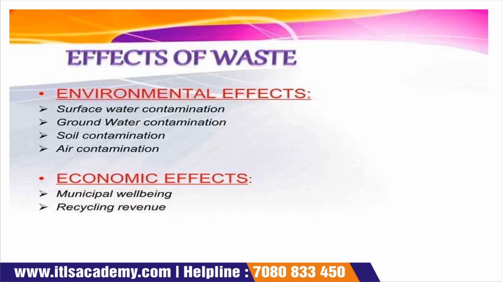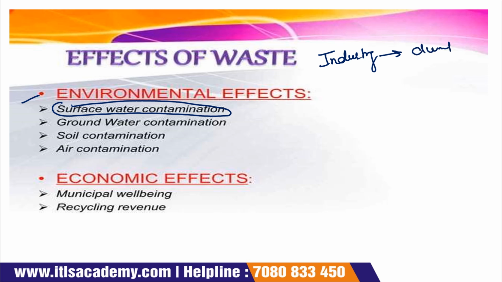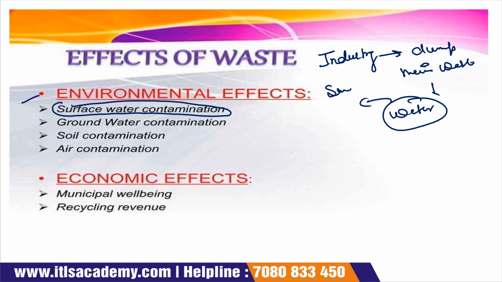Now, the next is the effect of the waste. See what the effect of the waste is on the environment. The first effect is surface water contamination. We all know that when the industry dumps its waste in the water, the first thing that is affected is the surface of the water. Sometimes you see in the news that a foam-like structure occurs on the surface of the river. This occurs because of the industrial waste.